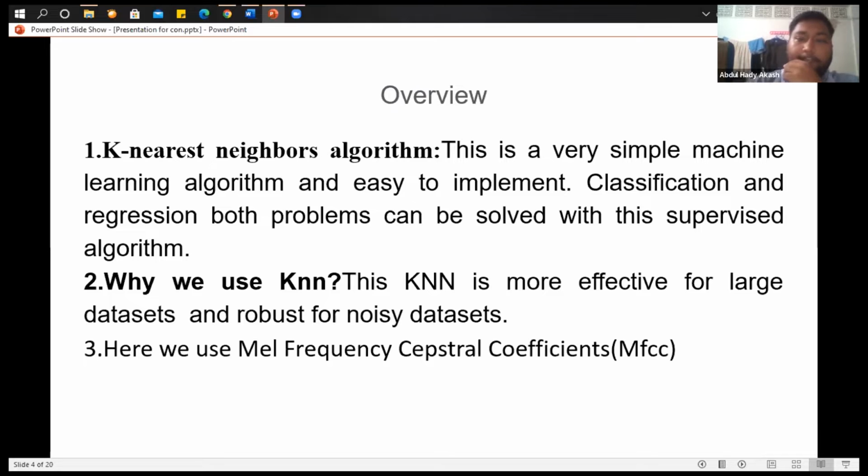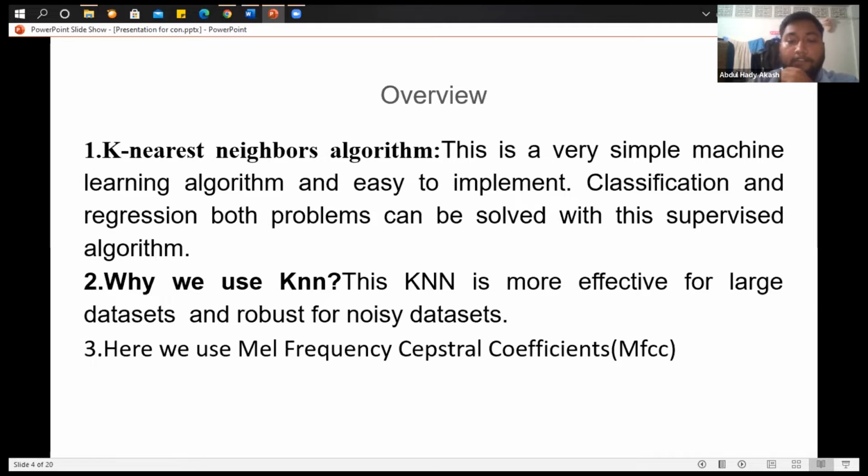So for the first classification, I'm using KNN here. KNN is K-nearest neighbor. It's a non-parametric supervised learning classifier, which is used to make classifications or predictions about the grouping of an individual data point. It is more effective for broad or large data sets and noisy data sets actually.